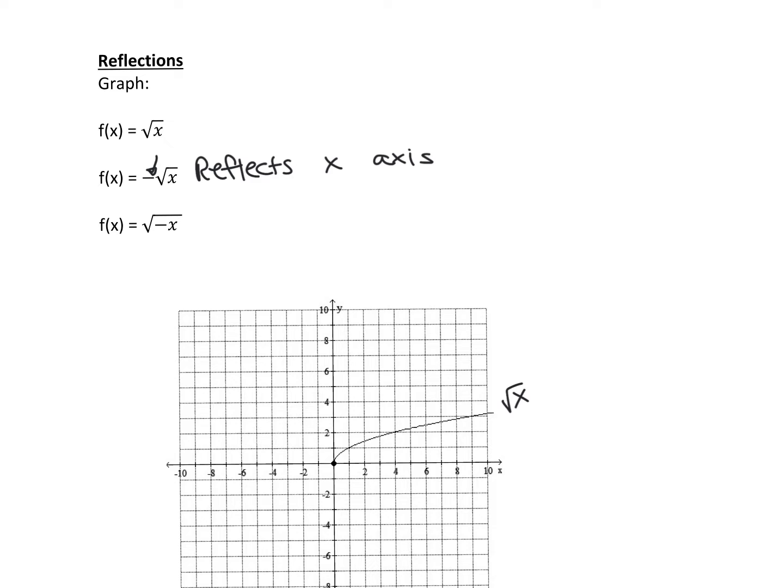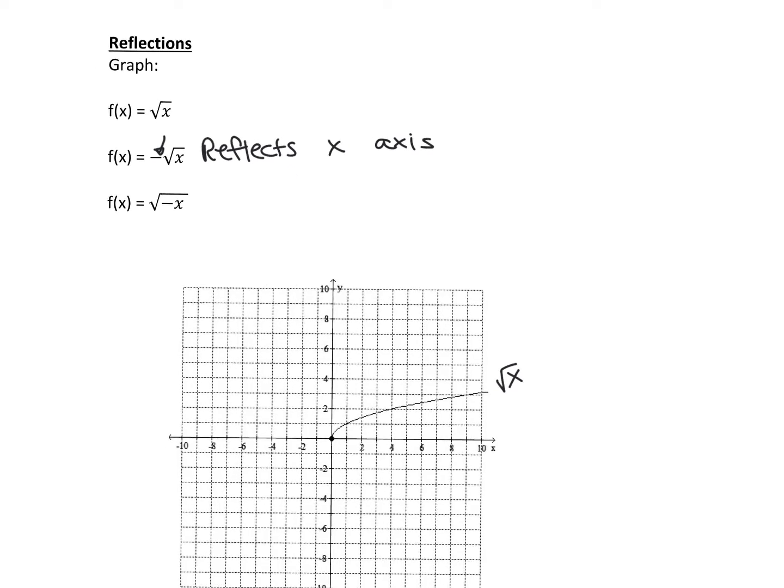If you created a table of values, which at this point, I have to be honest, becomes exhaustive, it takes a long time. If you can imagine creating a table of values for each of these, it would take a really long time. If you did, though, you would see that it reflects over the x-axis, or you could use a calculator and see what that table looks like.